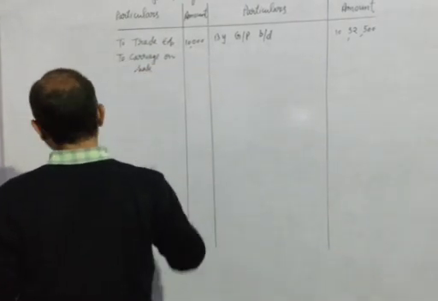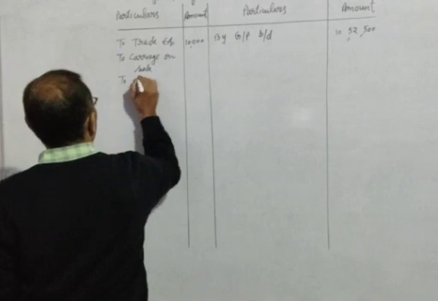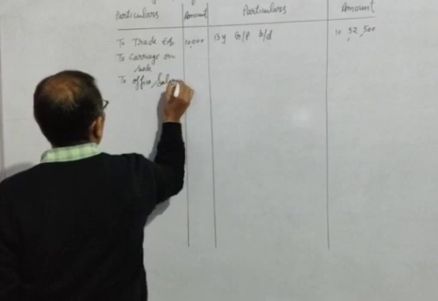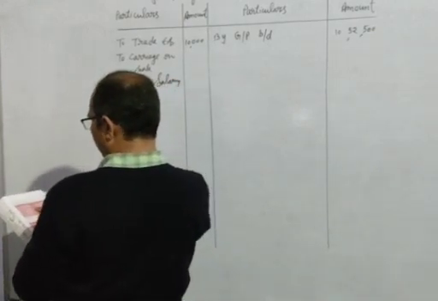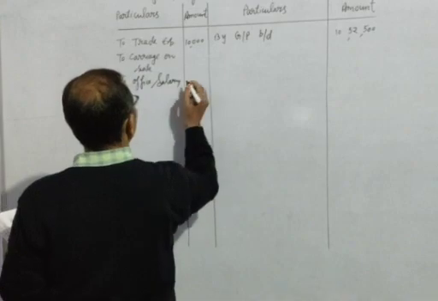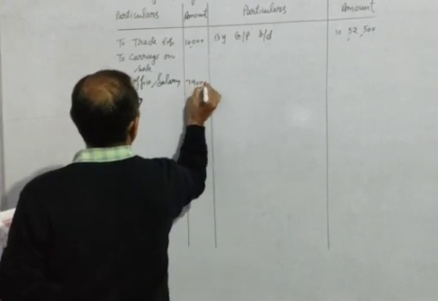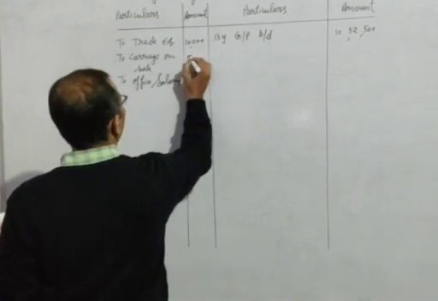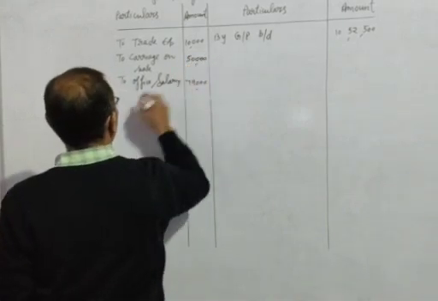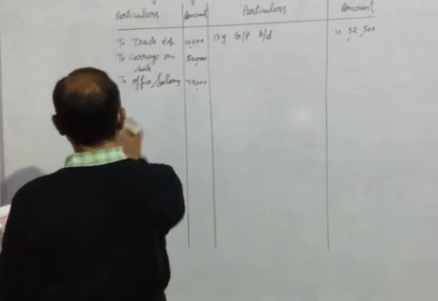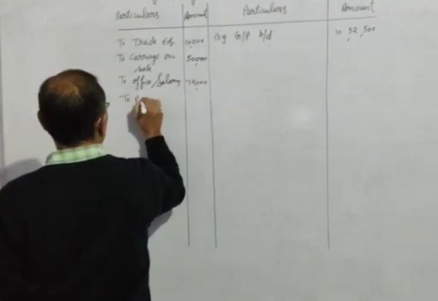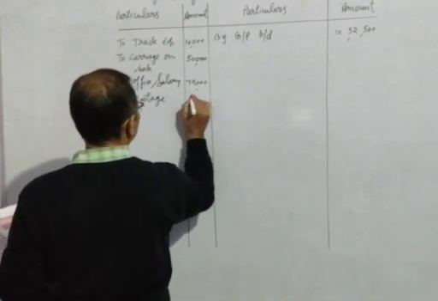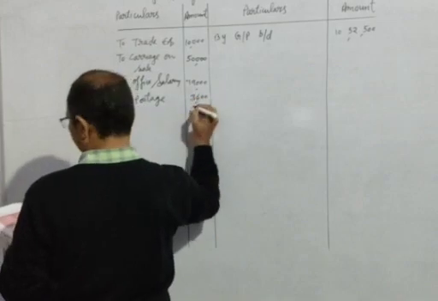Next item is office salary, and the amount is 79,000. Carriage on sale is 50,000, and office salary is 79,000. Postage, we will write here to postage, and the amount is 3,600.